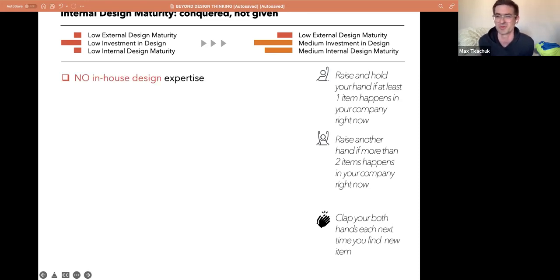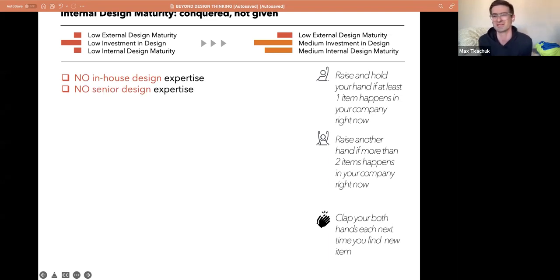So first and foremost, no design at all, just outsource it. Yeah, just outsource it. No design at all, no cumulative experience of how to deal with design in your organization. No design, no problem. Yeah.